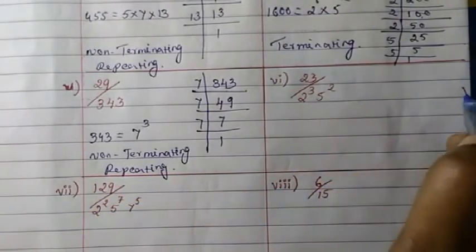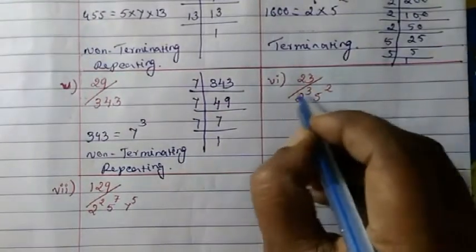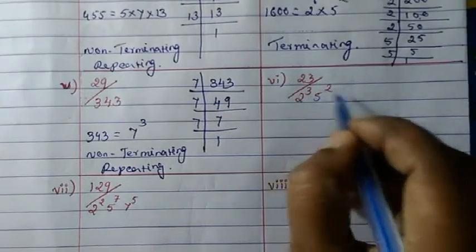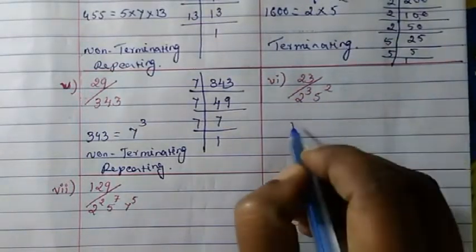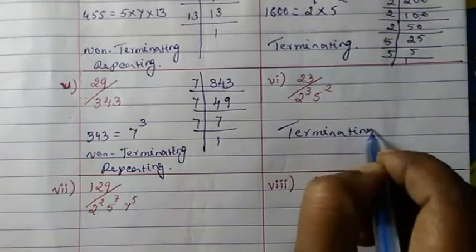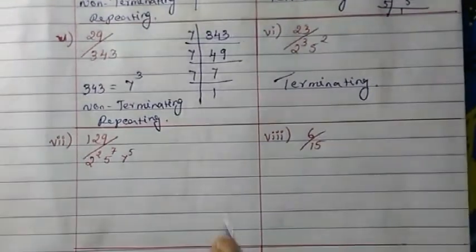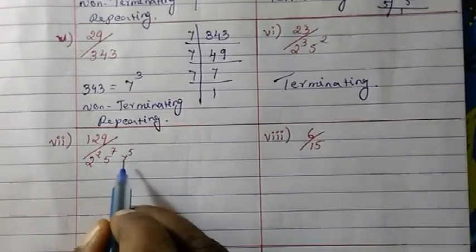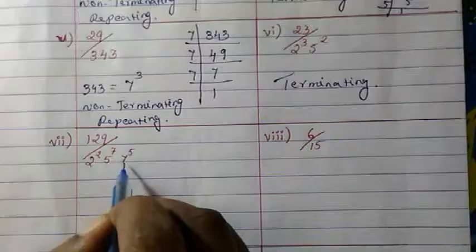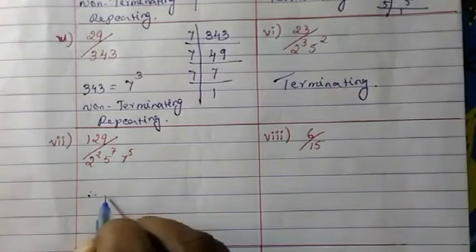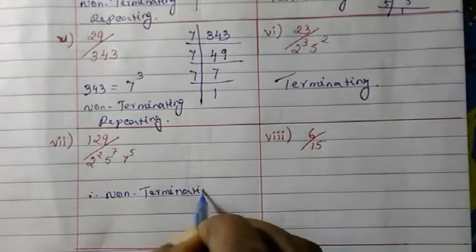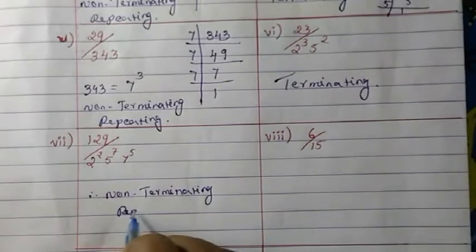Now the sixth one, here already factors are there. We have both 2 and 5. Therefore, we don't need to do any factorization. Already we have it. Looking at this, we can make out it is terminating. And then the seventh one, here also let's see the factors. 2 is there, 5 is there, but then extra 7 is there. So therefore this will be non-terminating repeating.